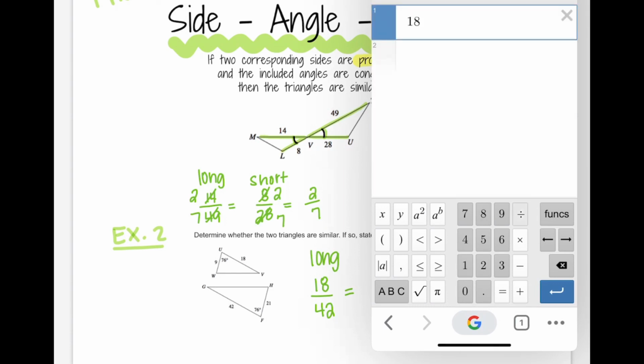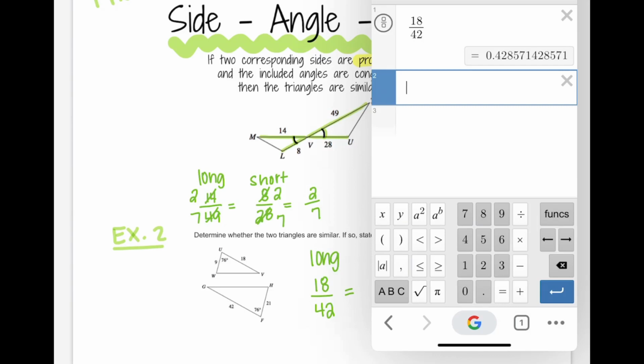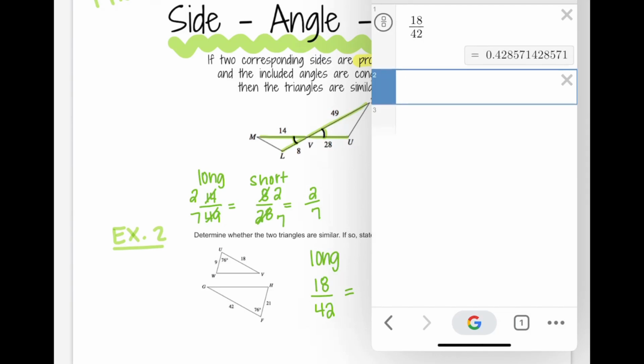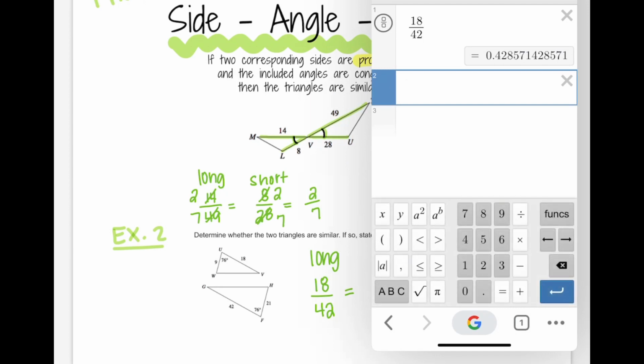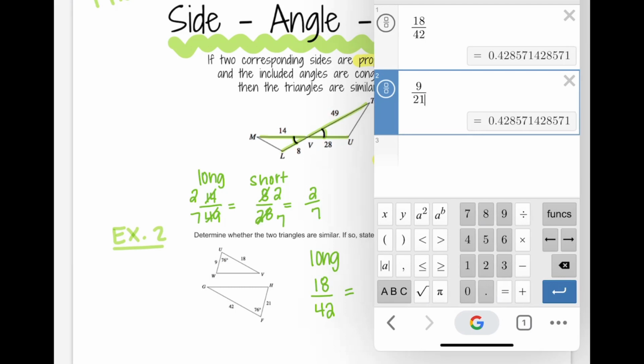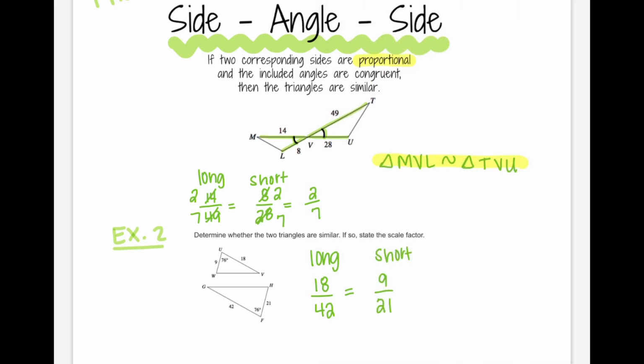So first we need to know if these are proportional. We can check in Desmos, 18 over 42 and 9 over 21. They are proportional, and we want to check that they are similar by seeing if we can use the side-angle-side theorem. We have the two sides that are proportional, and we have an angle between them that are congruent.